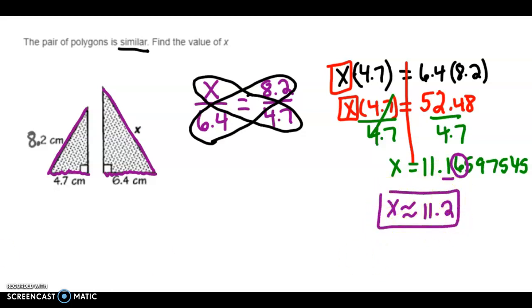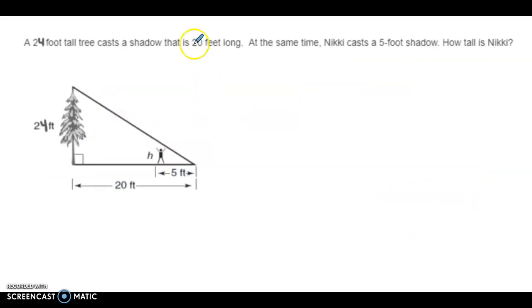So that would be my answer. A 24-foot tree casts a shadow that is 20 feet long. At the same time, Nikki cast a 5-foot shadow. How tall is Nikki? All right, so we are trying to find the height of this girl.